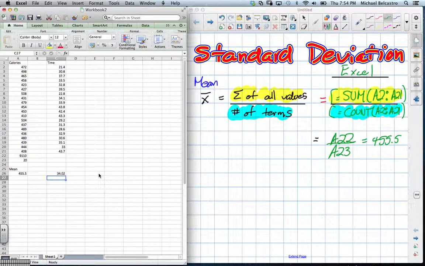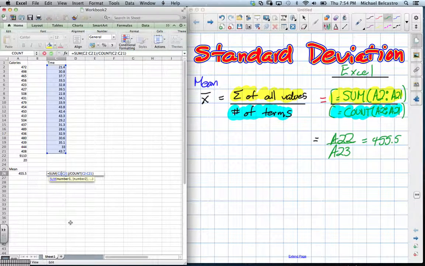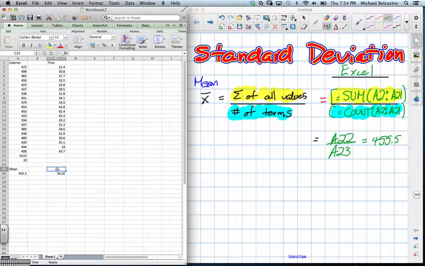Did you get 34 when you did it? Yours was a little different. That's okay. I may have changed the number. That's all right. So if you notice, I put the sum divided by the count function, so I could do it all in one. So these are our two means. That's great. We've got both means. Okay, so we have both means.